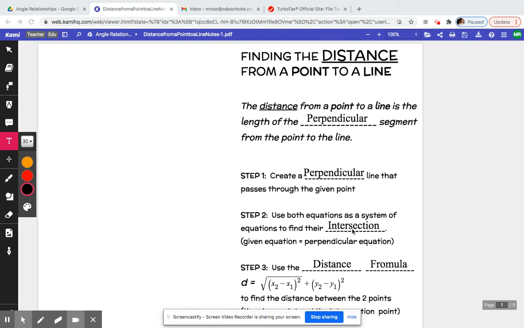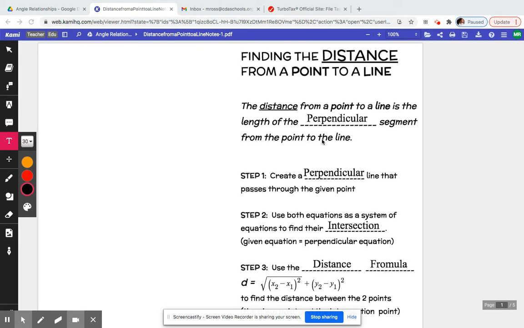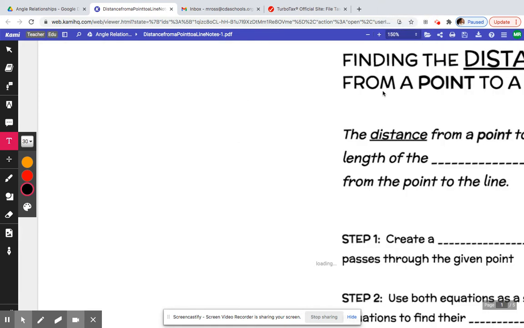So we're going to take in all of our understanding of y equals mx plus b, the distance formula, and all the in-betweens that we've learned this year to find the distance between a point and a line. I gave you notes, so just follow along with me and let me know if you have any questions. I'm going to zoom in to make this easier for you to see. Let's go to about 50.